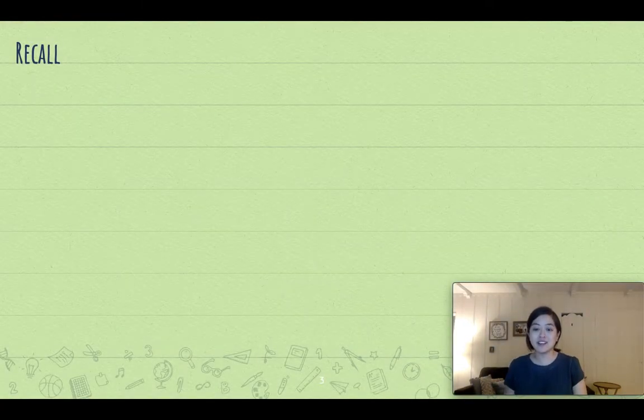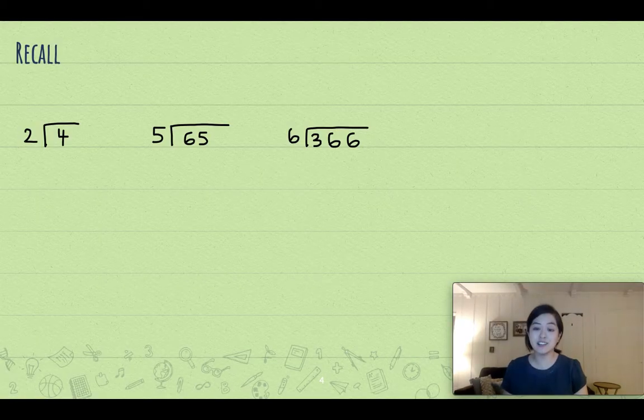Do you remember how to do long division? Let's look at these problems here. We have 4 divided by 2, 65 divided by 5, 366 divided by 6. Let's use long division to find the quotient.